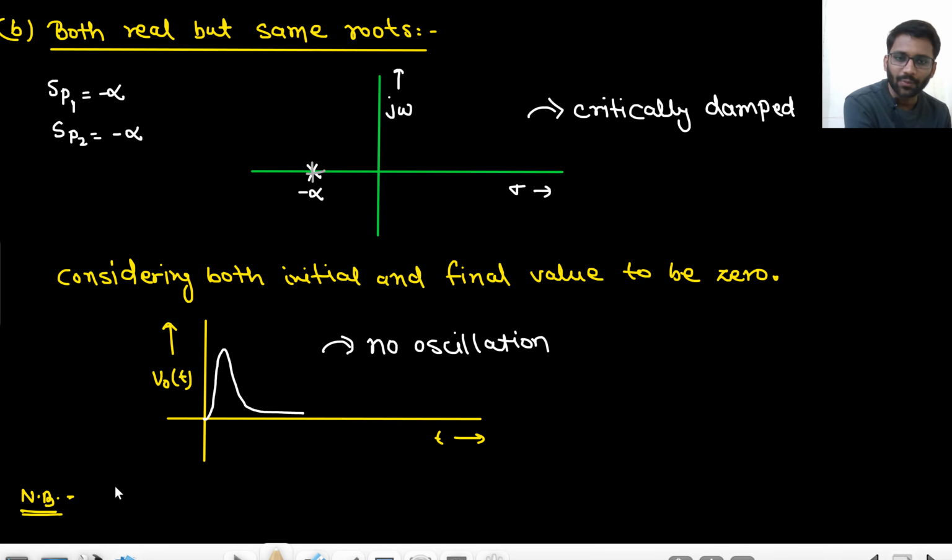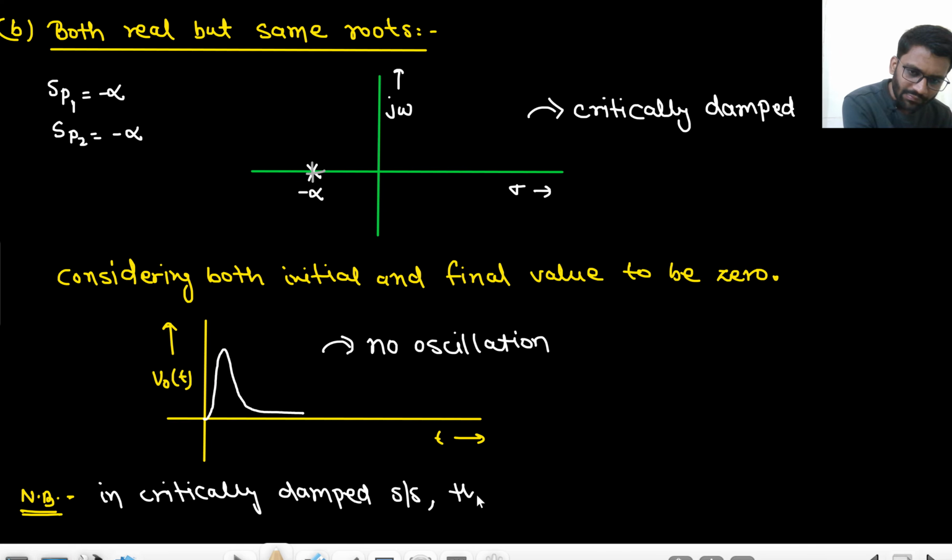So what is the important point? In a critically damped system, there are no oscillations and the response is faster. Okay.